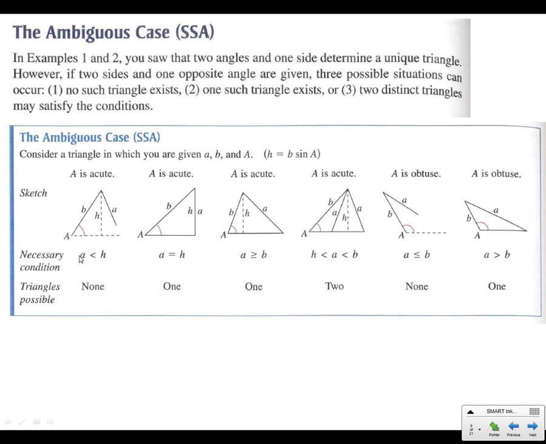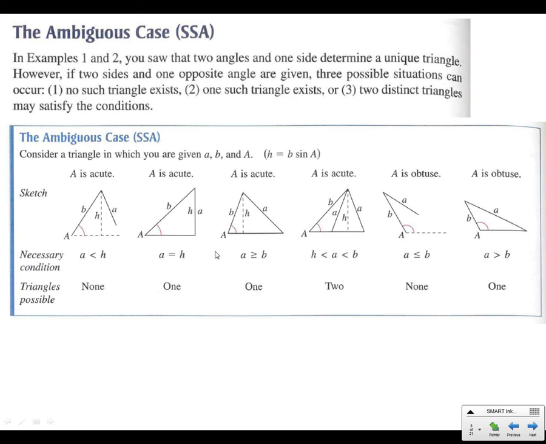If we have a triangle where side length A is shorter than the height, then if we tried to swing it down, it would never touch the ground here, and it would never complete our triangle. So the way we find our height is with this formula right here. The height is B sine of A. Plug that in. That's the height. If side A is smaller than that, no triangles exist. If it's equal to it exactly, then there's 1 triangle.